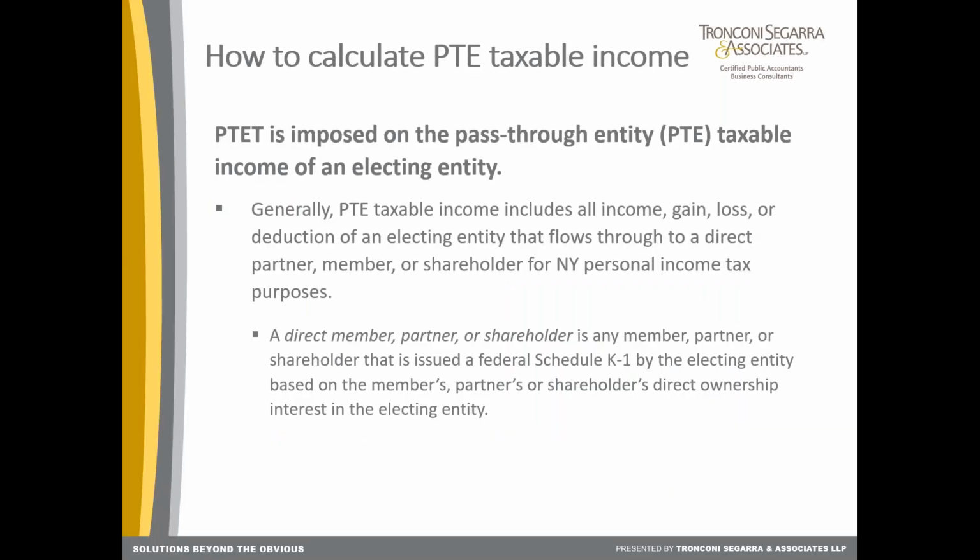Right. Thank you, Tom. You now know what it is and who is eligible and how to make the election. The next question is what income should be included? It includes all items of income, deduction, gain, or loss that flows through to a direct partner, member, or shareholder for New York personal income tax purposes. So basically, it is anyone that is issued a K-1 by the electing entity based on their direct ownership interest.